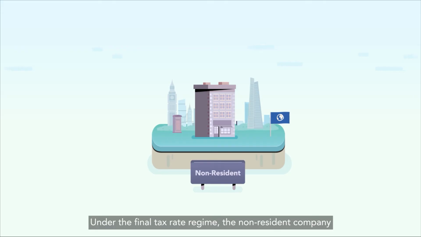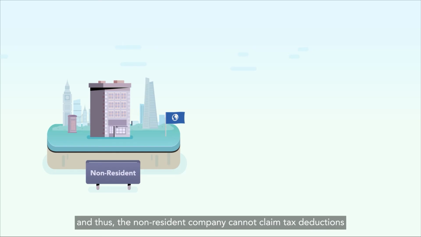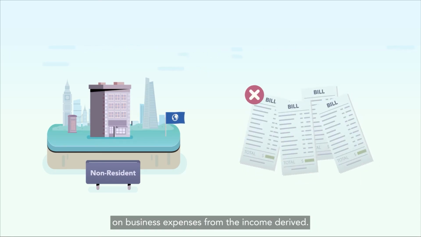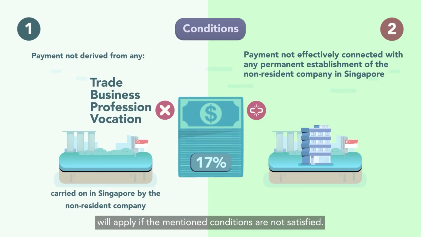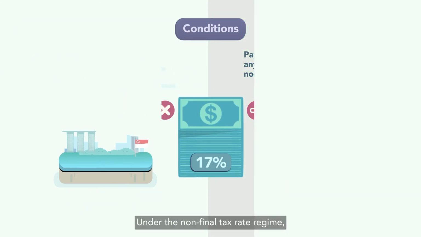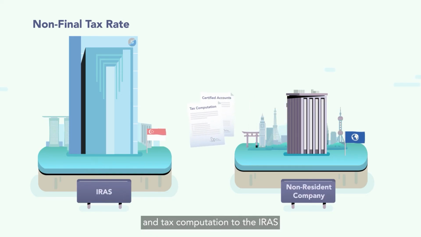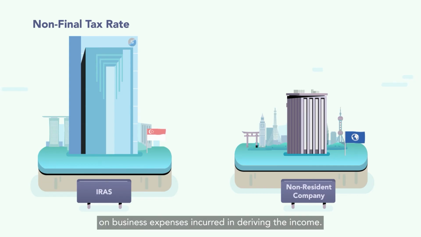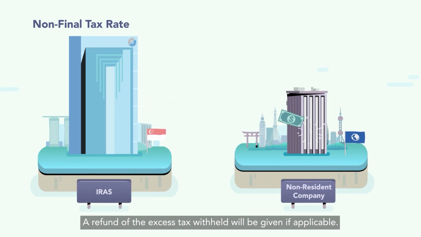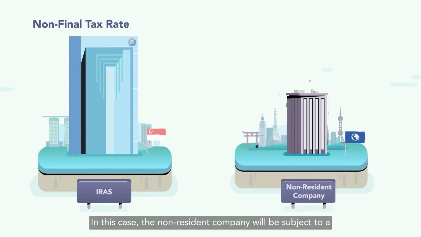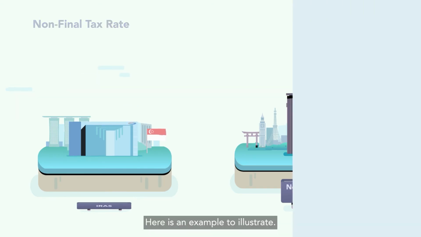Under the final tax rate regime, the non-resident company does not file the corporate income tax return to the IRAS, and thus the non-resident company cannot claim tax deductions on business expenses from the income derived. The prevailing corporate income tax rate of 17% will apply if the mentioned conditions are not satisfied. Under the non-final tax rate regime, the non-resident company may submit the certified accounts and tax computation to the IRAS if it wishes to claim tax deductions on business expenses incurred in deriving the income. A refund of the excess tax withheld will be given if applicable. In this case, the non-resident company will be subject to a withholding tax rate of 17%, which is the non-final tax rate. Here is an example to illustrate.